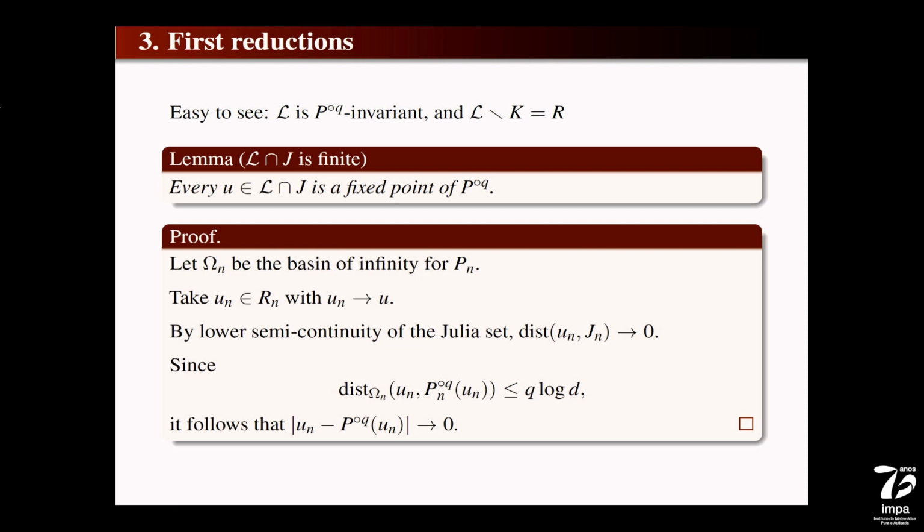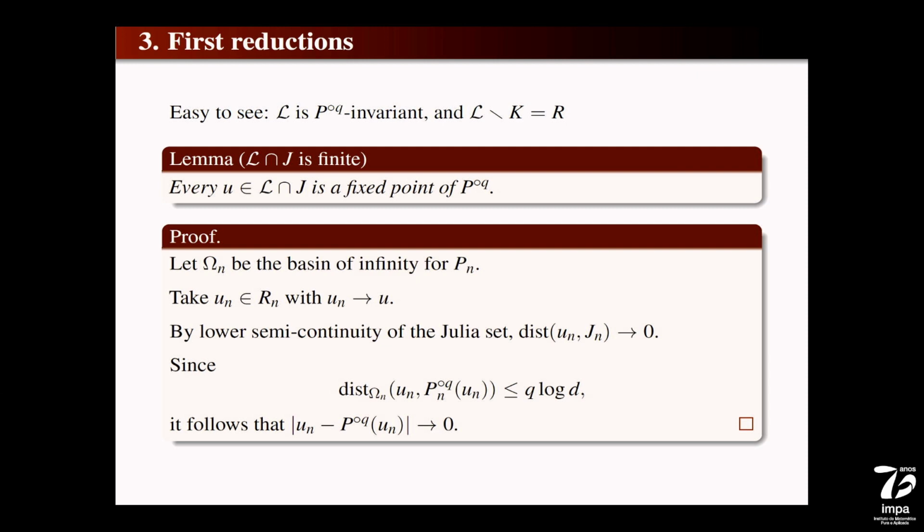Let omega n be the basin of infinity for Pn. Take a sequence un on the nth ray approaching u. By lower semi-continuity of the Julia set, since u is in the Julia set of the limiting polynomial, the Euclidean distance between un and Jn, the nth Julia set, must go to 0. So un is approaching the boundary of the basin of infinity.